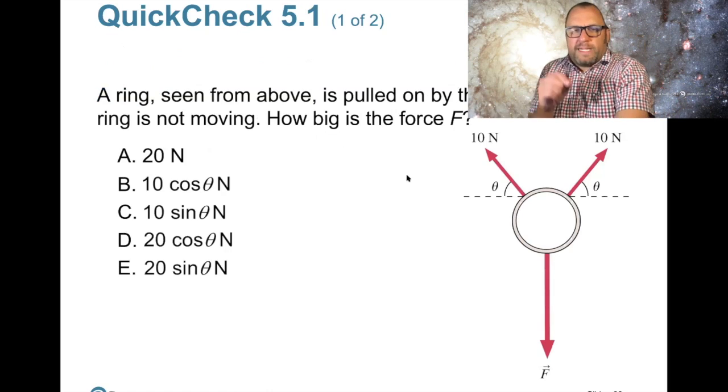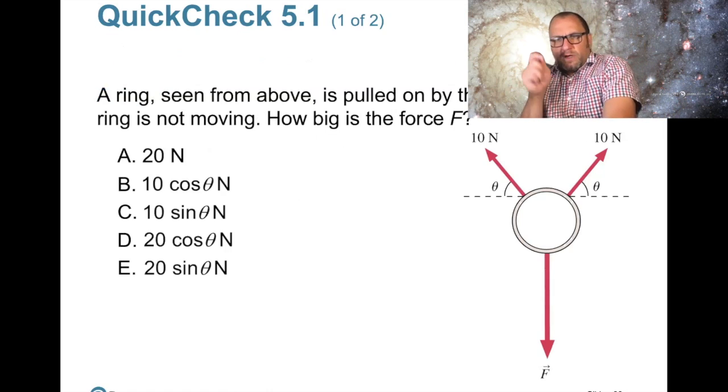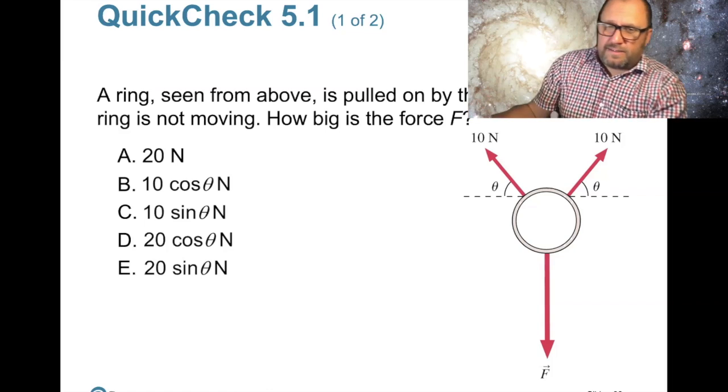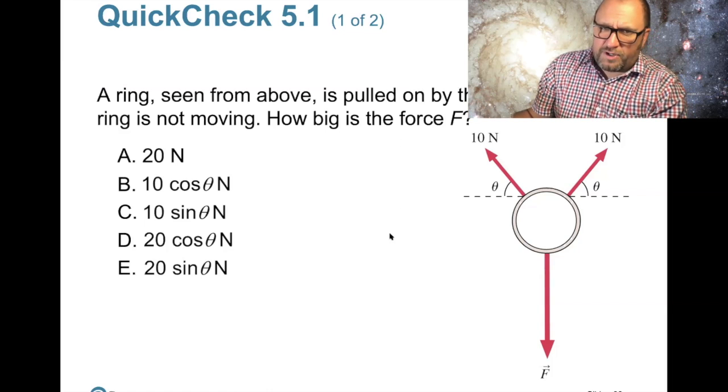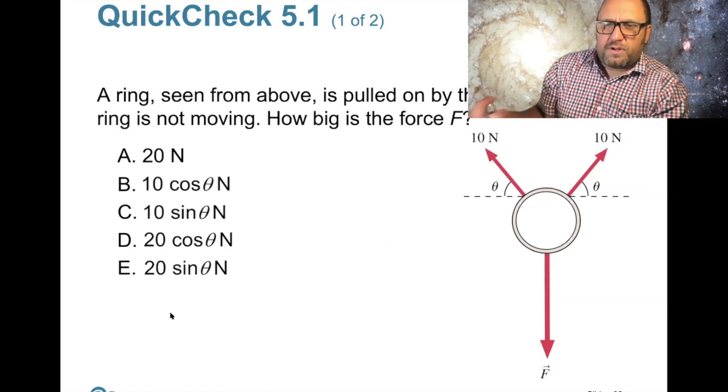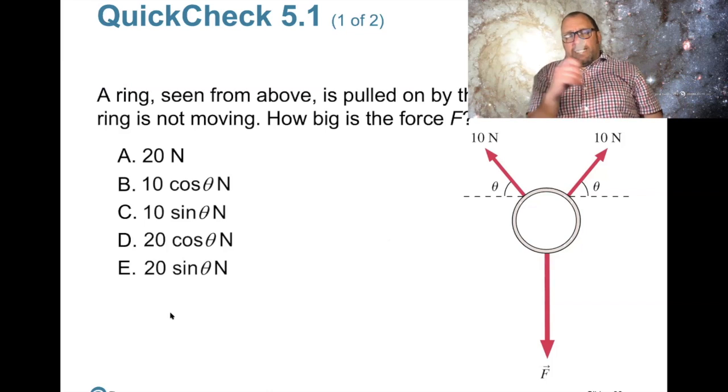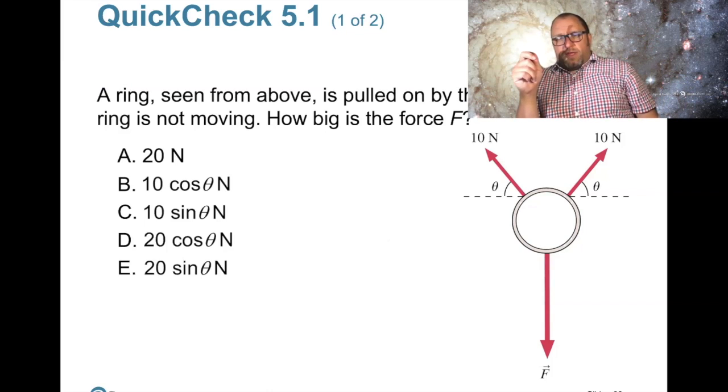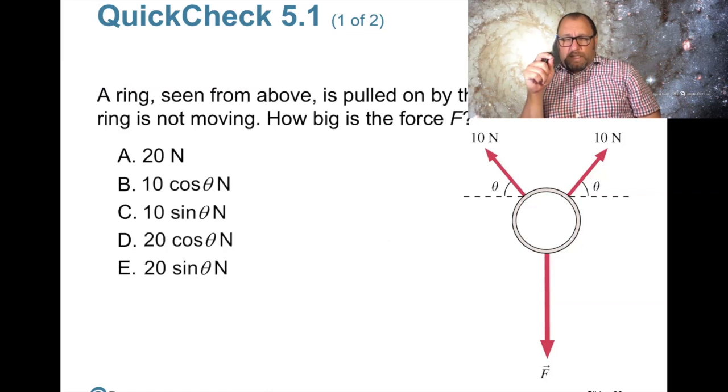That's good. A ring seen from above is pulled on by 3 forces. The ring is not moving. How big is our force? Let's take a picture of the diagram. All right. We know that these have to be exactly balanced.